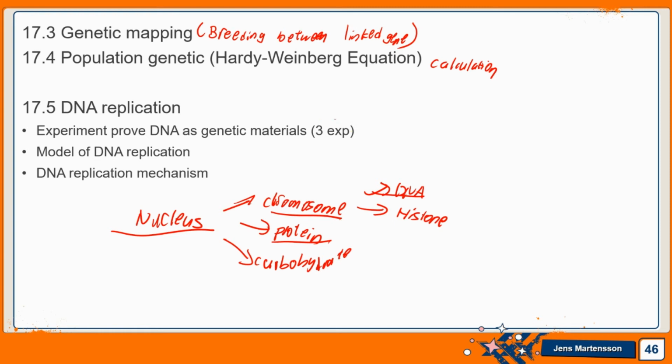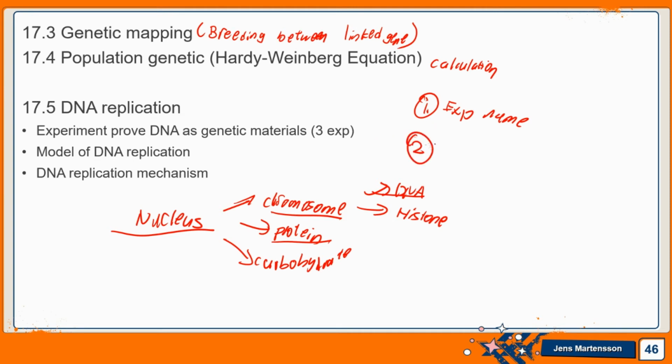So there are a total of 3 experiments. You have to know them to prove that DNA is a genetic material. For the first experiment, the first thing to learn is the experiment name. The name of the experiment is according to the scientist's name, so you have to memorize the name of the scientist.